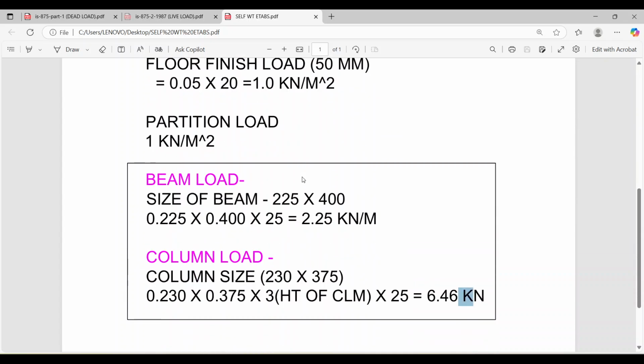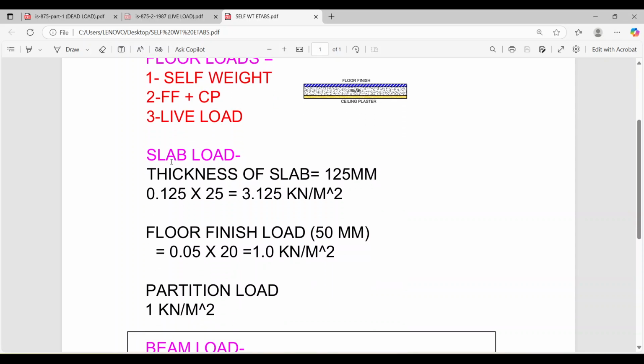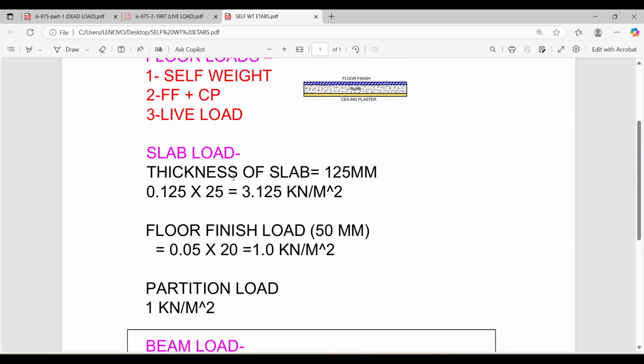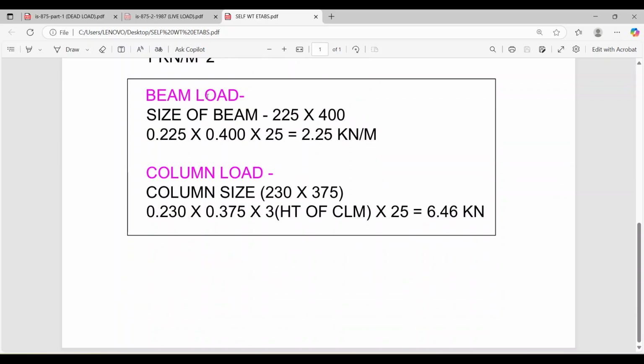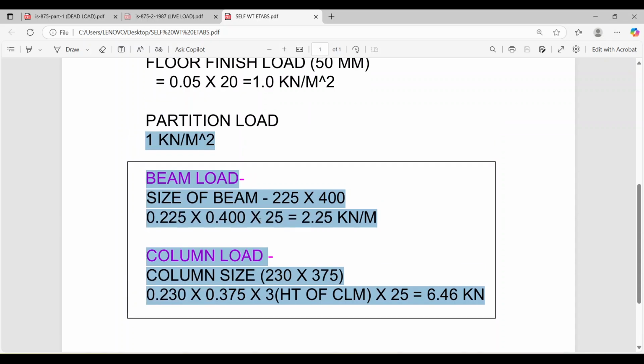Now we will see the live load. We saw the self weight, the floor finish, and the ceiling plaster, and now we will check the live load. Before that, I'm just telling you, here we calculated the self weight of the slab manually, and I showed you the beam load and the column load, how to calculate the self weight. But we did not assign these loads.